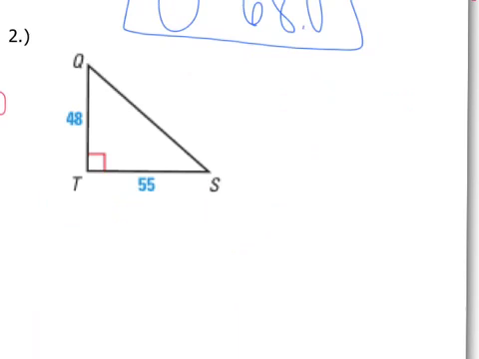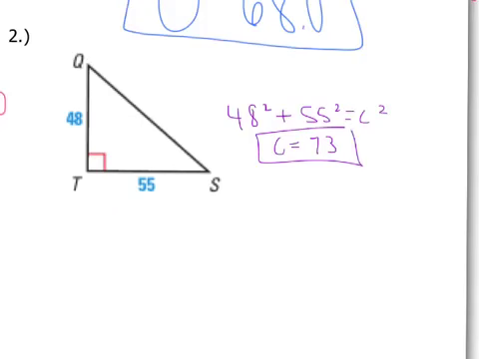Everybody about has it, but the first thing that we could do, because we're given two side lengths, is use the Pythagorean theorem to find the length of the hypotenuse, which comes out to be 73. I'm going to skip the work here. You can use your inverse trig for the angle measures.